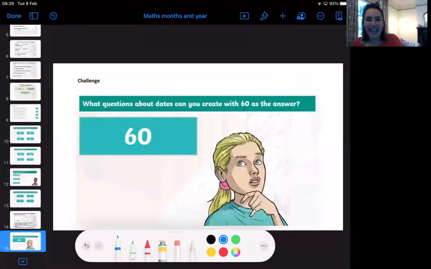Challenge activity today, if you care to accept it. What questions about dates can you create with 60 as the answer? You might want to think about months of the year that you can add together, months of the year that you could maybe take away. Have a think. You can challenge yourself if you are confident with this activity. If you have any questions, please drop me a dojo.